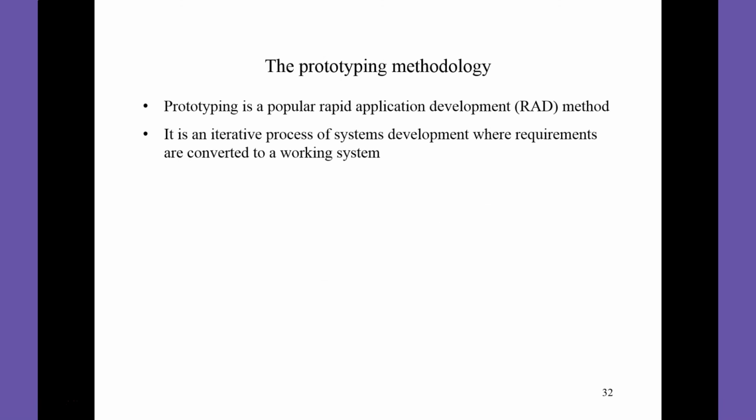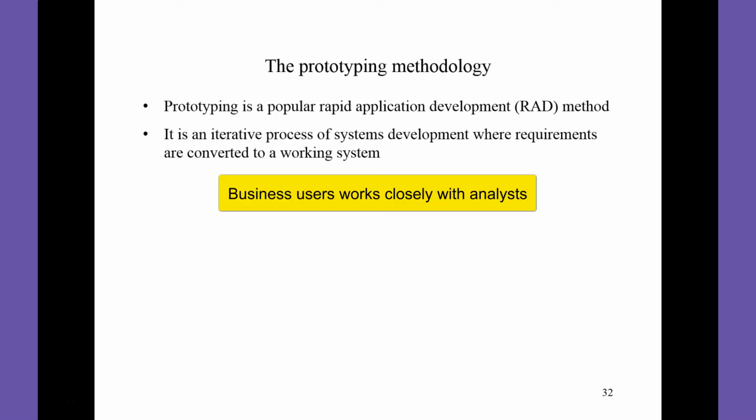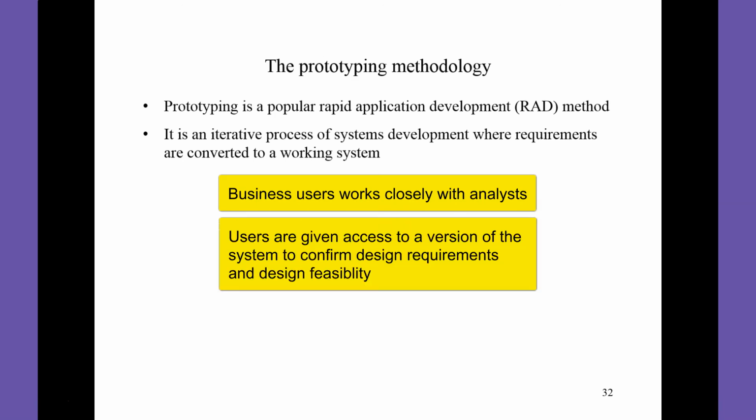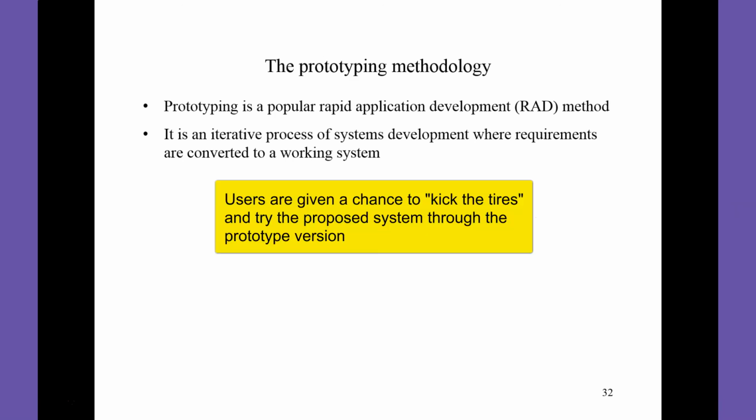As previously noted, prototyping is a popular rapid application development method. It's an iterative process of systems development where requirements are converted to a working system. The system is revised through collaboration between analysts and users of the system. With system prototyping, a version of the system or part of the system is developed quickly to check the user requirements and the feasibility of some design decisions. A prototype system is used to show some key features of the system to the users. They can experiment with the prototype and refine their requirements before committing to high software production costs.